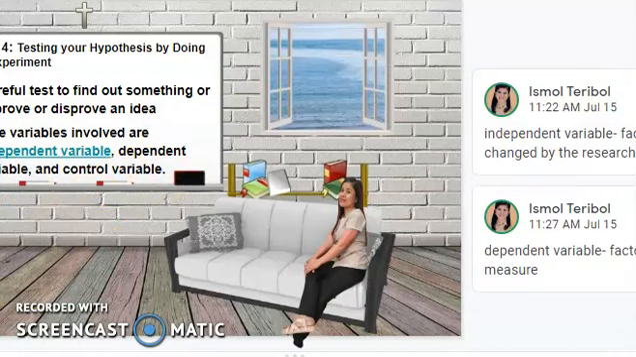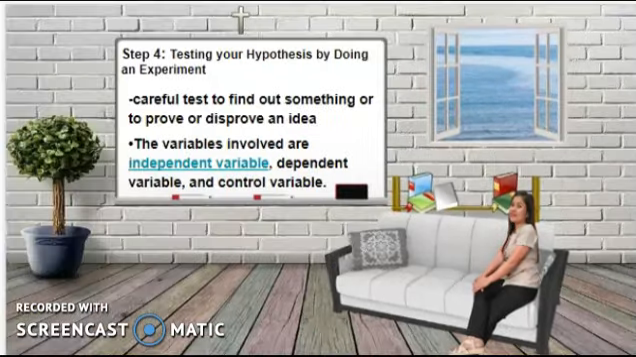Let's have the fourth step. So the fourth step is testing your hypothesis by doing an experiment. So in this part, this involves procedure to come up with the experiment, and so with the materials. So this is a careful test to find out something or to prove or disprove an idea. So there are variables involved in this step. So we have to identify the independent variable, the dependent variable, and the control variables.